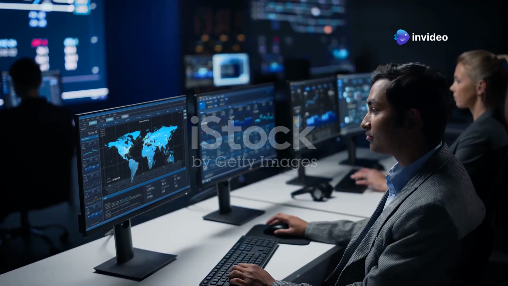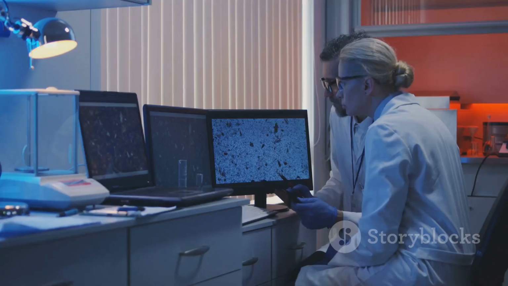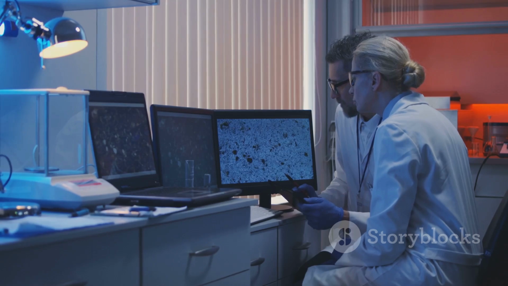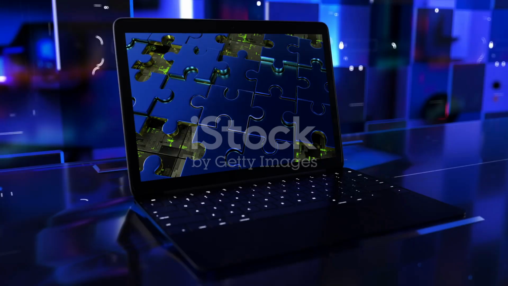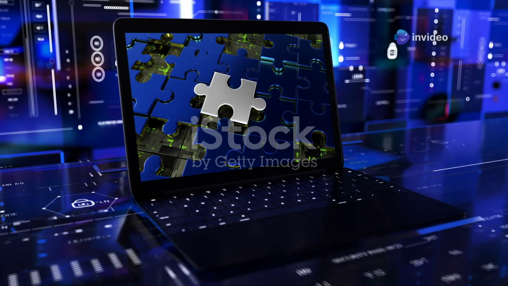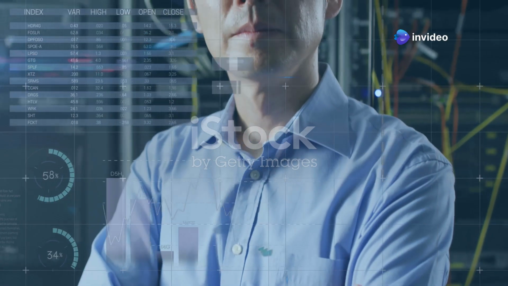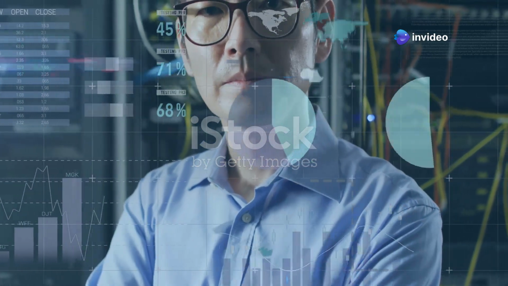Unsupervised learning. The algorithm explores unlabeled data. It searches for patterns, relationships, and structures without explicit guidance. It's like giving the computer a puzzle with no picture on the box. The algorithm has to figure out how the pieces fit together.